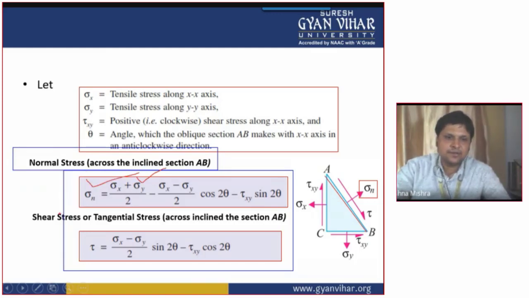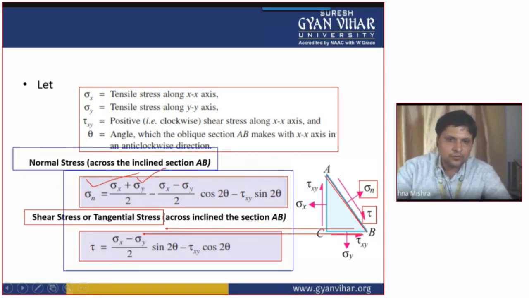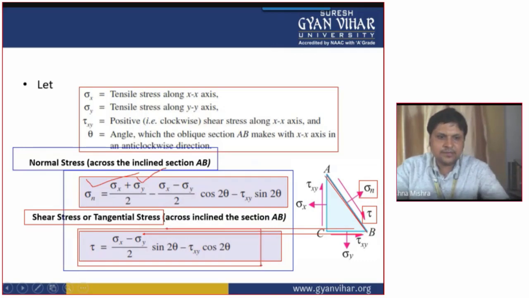And shear stress, or in other words, tangential stress along this inclined plane AB, can also be calculated by this formula. Through this, we can calculate the shear stress. So this was the analytical method already discussed.